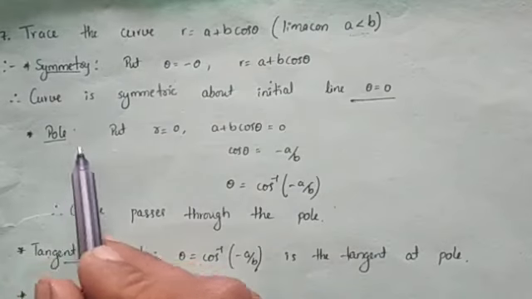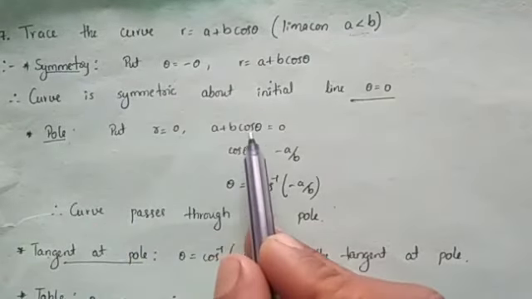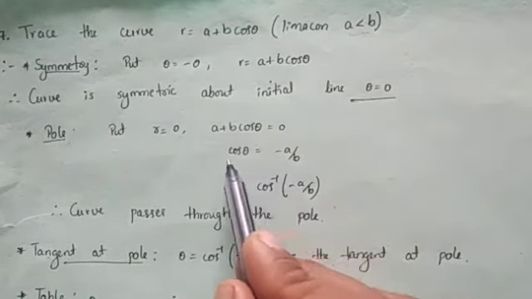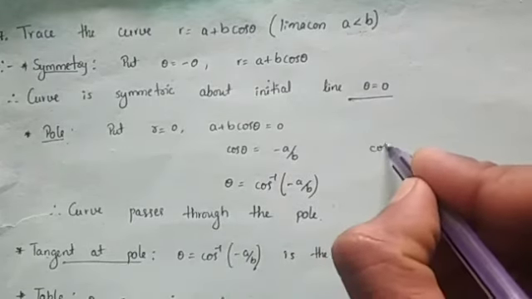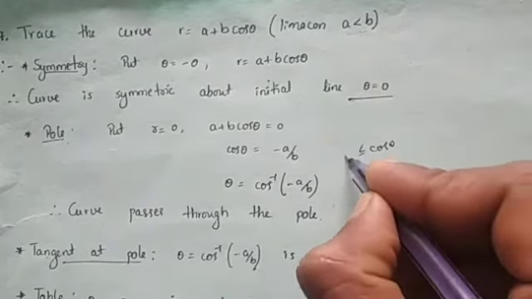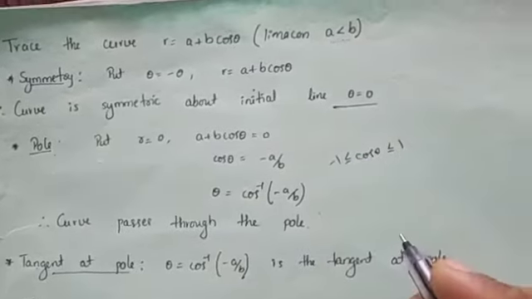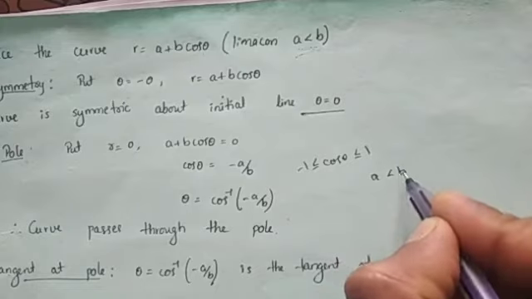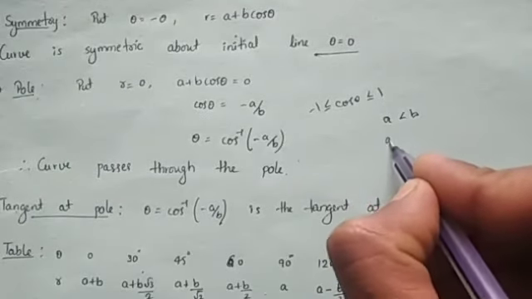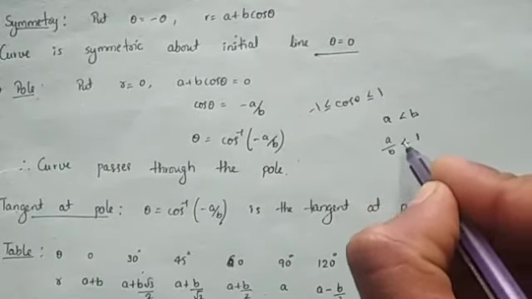The next is the pole. Put r is equal to 0, we get a plus b cos theta is equal to 0, so cos theta is equal to minus a by b. We know that cos theta always lies between minus 1 and plus 1. The given condition is a is less than b. Divide throughout by b, we get a by b, which is less than 1.